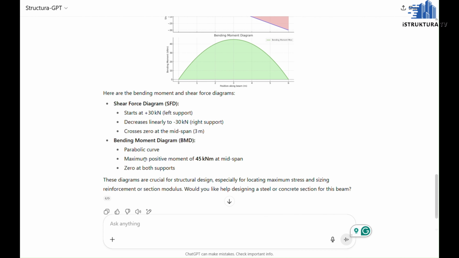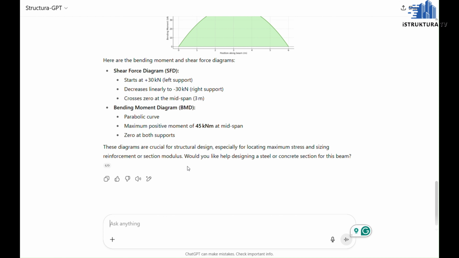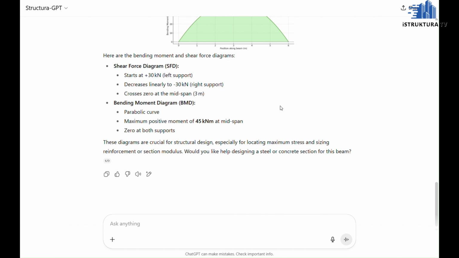And the bending moment diagram is a parabolic curve, which is, look at that, 45 kilonewton meters at midspan, and 0 at both supports. These diagrams are crucial for structural design, especially for locating maximum stress and sizing reinforcement or section modulus. Would you like help designing steel or concrete for this beam? Okay, it even asks about how we can design the section. We'll give that in the next video.